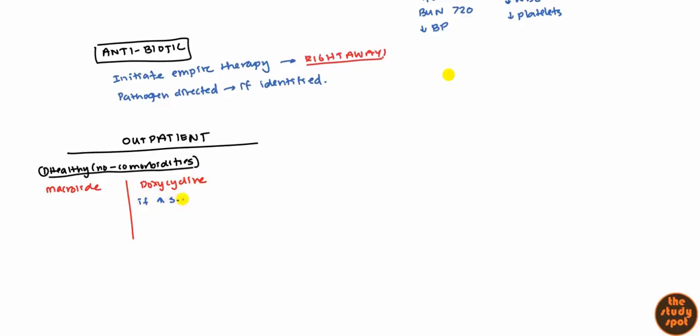Doxycycline you want to use if you're in an area where there's a high strep pneumonia resistance to macrolide, because macrolide resistance is increasing. So if you're working in an area of the world where there's a high resistance, you might just want to go straight to doxycycline. And you cannot give doxycycline if they're pregnant.